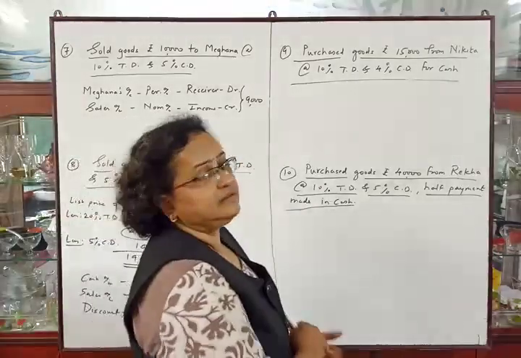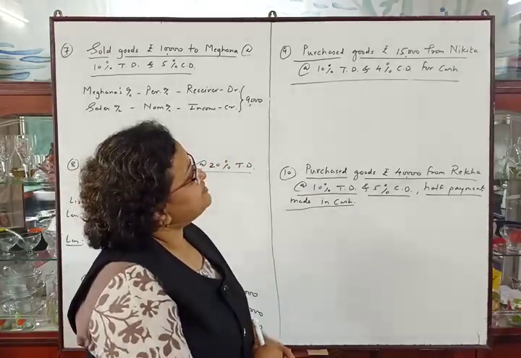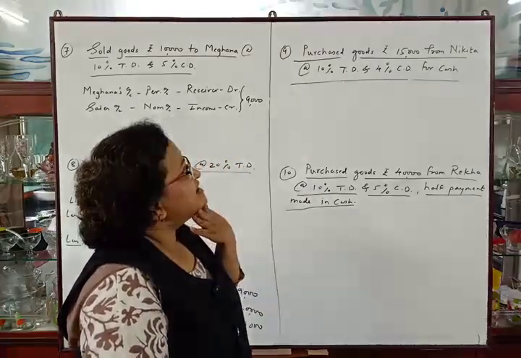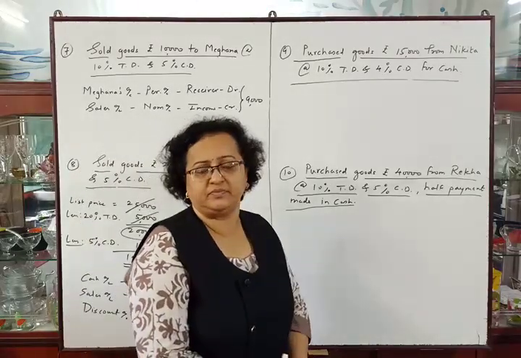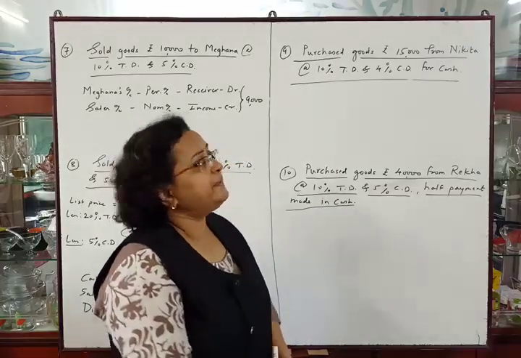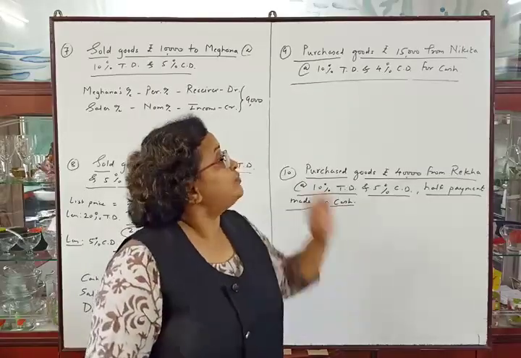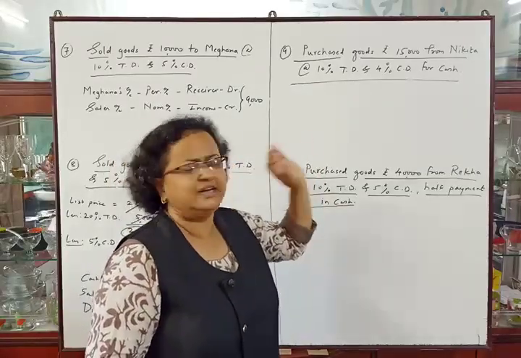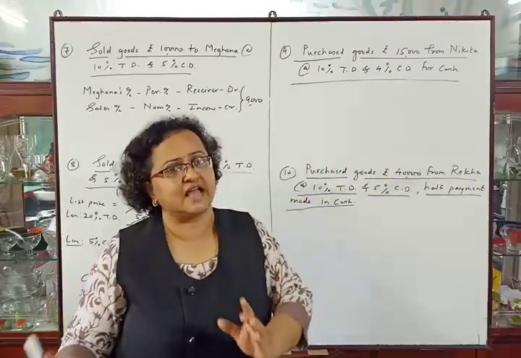Now next entry, see the entry. Purchase goods rupees 15,000 from Nikita at 10% TD and 4% CD for cash. Even though party's name is given in this transaction, we are purchasing goods for cash. So this is a cash transaction. So both the discounts will be allowed to Nikita, trade discount as well as cash discount.